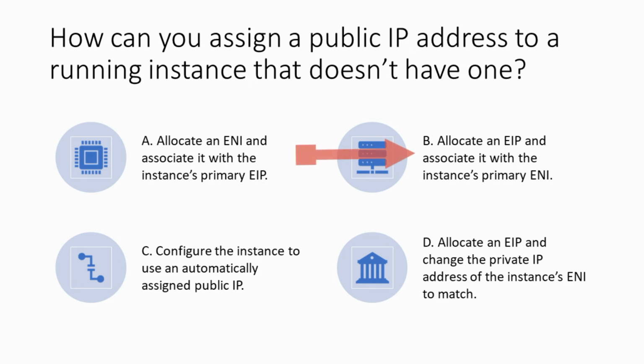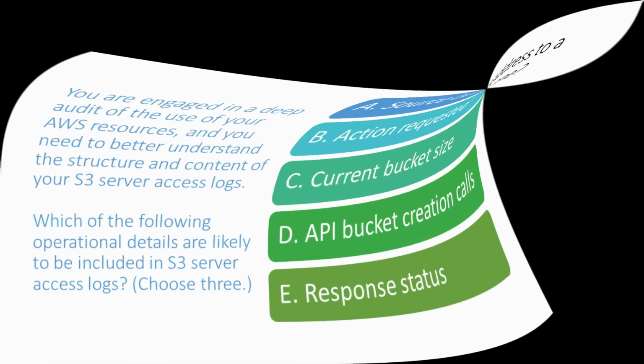Because assigning an EIP to an instance is a two-step process. First, you must allocate an EIP, and then you must associate it with an ENI. You can't allocate an ENI, and there's no such thing as an instance's primary EIP. Configuring the instance to use an automatically assigned public IP must occur at instance creation. Changing an ENI's private IP to match an EIP doesn't actually assign a public IP to the instance, because the ENI's private address is still private. Let's talk about next questions.